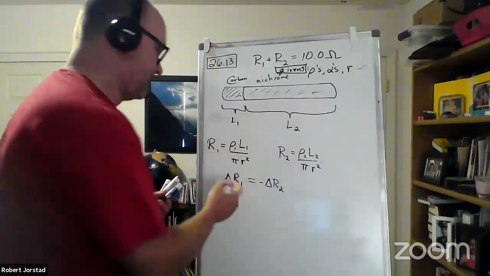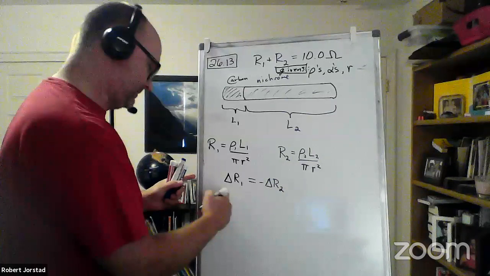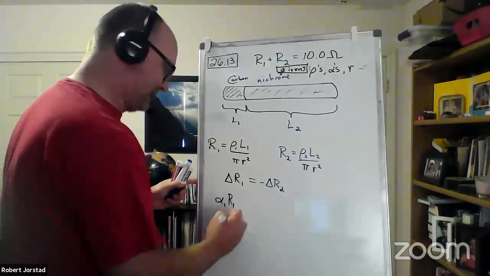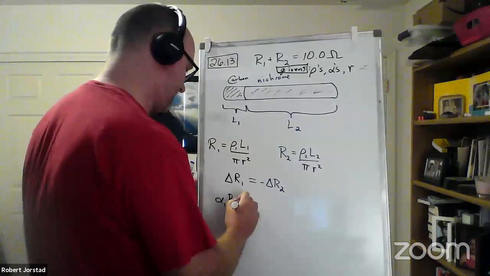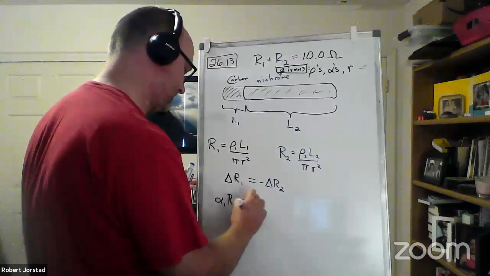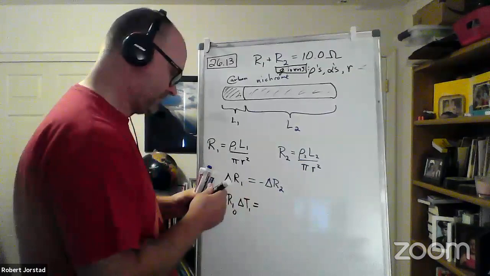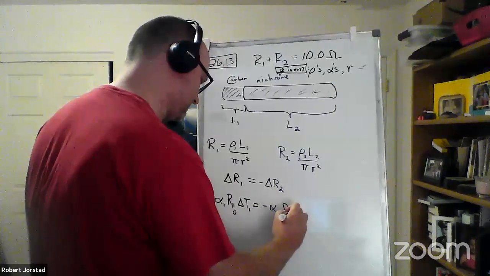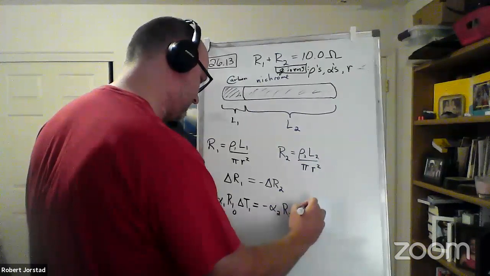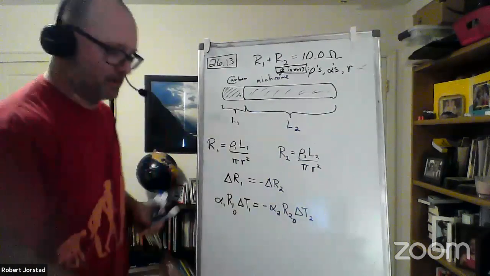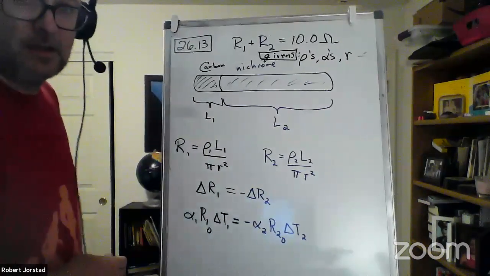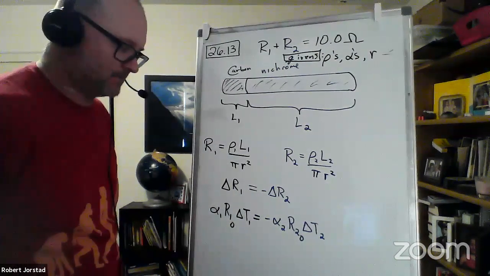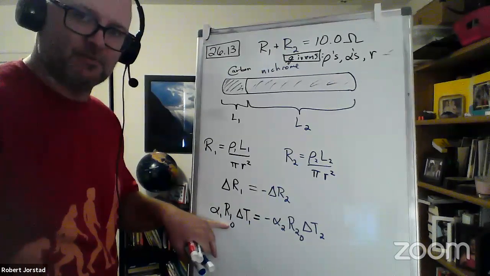There it is. This one would be alpha 1, R1 naught, delta T. And we have to remember here, in this case, what does this R1 naught mean? What does that subscript 0 mean for resistors?